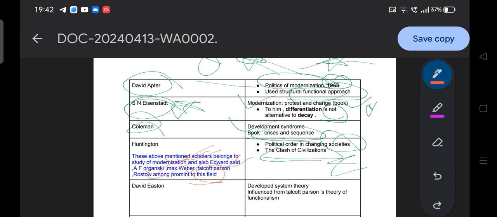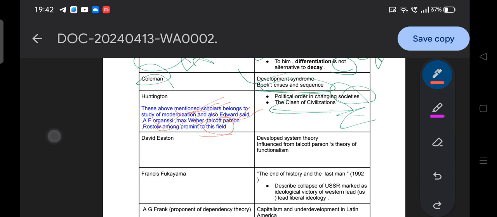Okay, so modernization scholars include these scholars, for example David Easton, Almond and Coleman, Huntington, Edward Shils, F. Organski, Max Weber, Talcott Parsons, Rostow. The important thing is that they can simply ask the question: which of the following thinkers are included in political modernization or not? So you have to remember that as well. Okay, moving to the next.